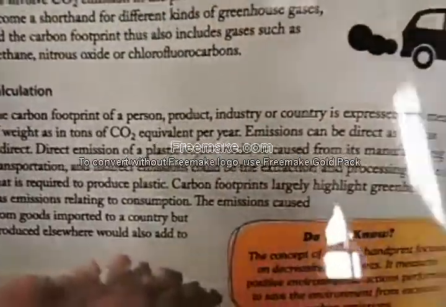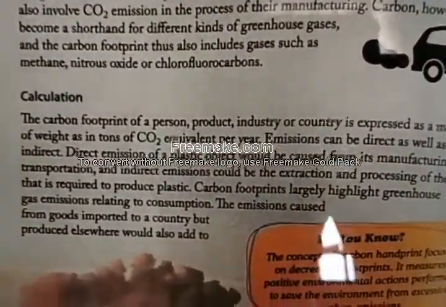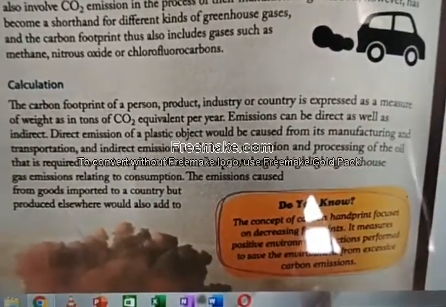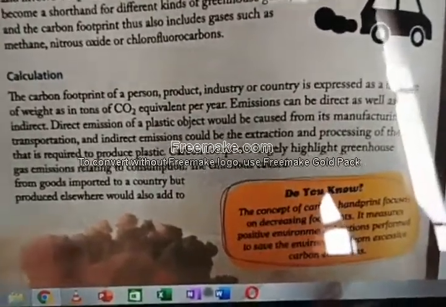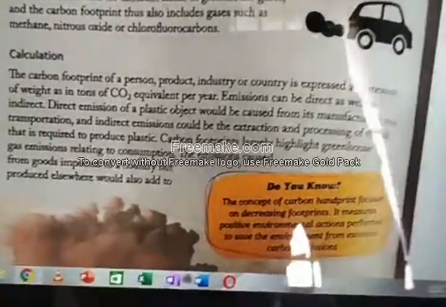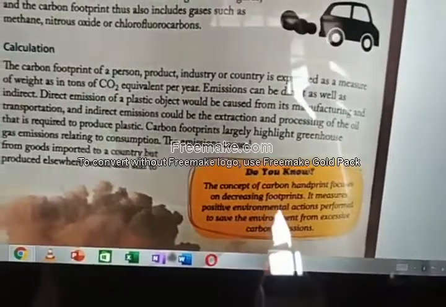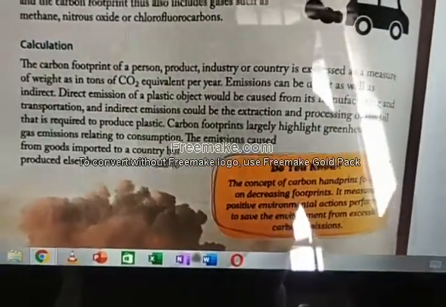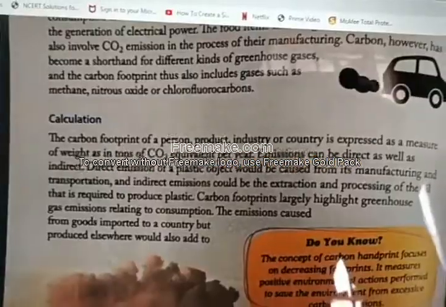Calculation. The carbon footprint of a person, product, industry or a country is expressed as a measure of weight, in tons of CO2 equivalent per year. How is the carbon footprint calculated? It is calculated by the weight, in tons.